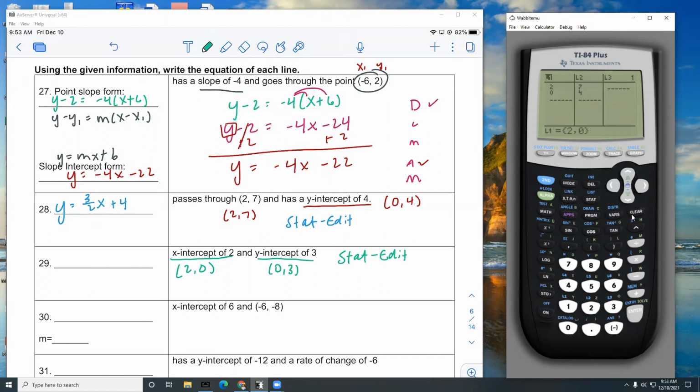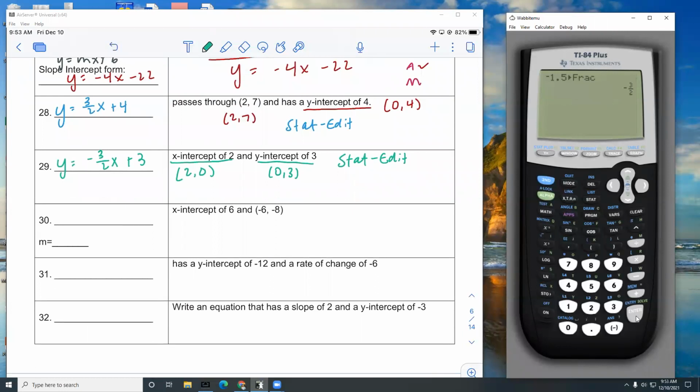I can go all the way up to L1, press clear and enter. All the way up to L2, press clear and enter. In L1, I'm going to put my x's. That's 2, enter, 0, enter. Then in L2, I put 0, enter, 3, enter. Stat, over to calc, down to number 4. Press enter a whole bunch of times. And this time I get -1.5x plus 3. So I'm going to type -1.5, math, enter, enter. And for my equation, I get y equals -3/2x plus 3.